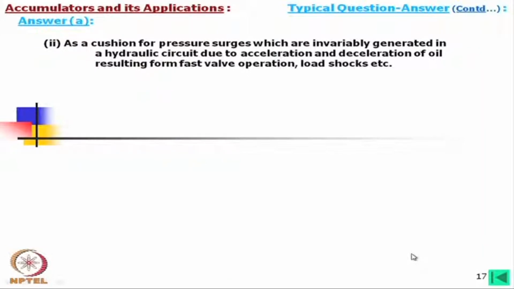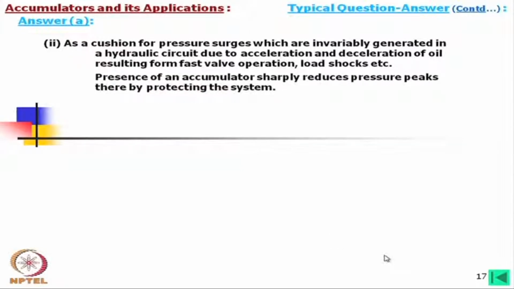Then another application is as a cushion for pressure surges, which are invariably generated in a hydraulic circuit due to acceleration and deceleration of oil resulting from fast valve operations, load shocks, etc. That means this accumulator is used for the reduction of pulsation. The presence of an accumulator sharply reduces pressure peaks, thereby protecting the system. So, this is how briefly you can answer the application of the accumulator.